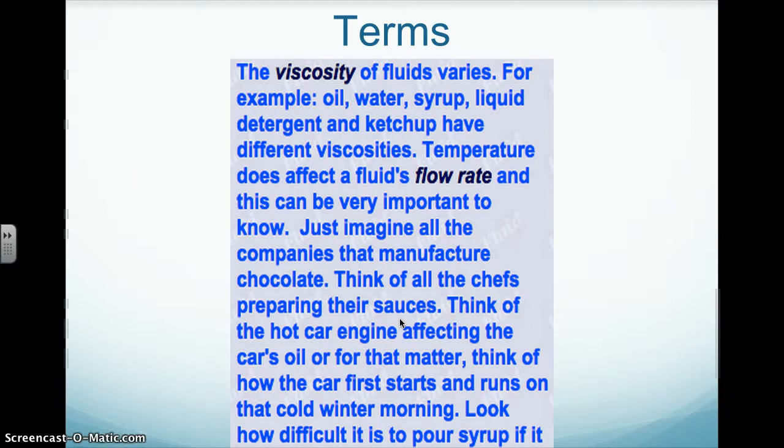Now, if the temperature increases, all of a sudden this maple syrup is flowing faster. This happens with oil as well, detergents, different liquids.